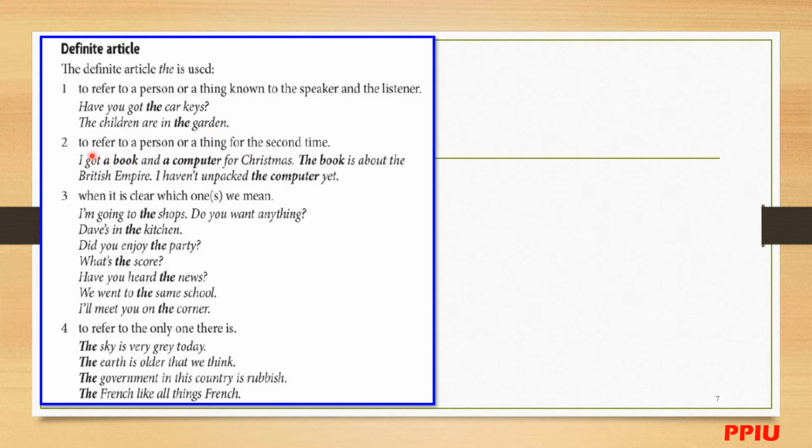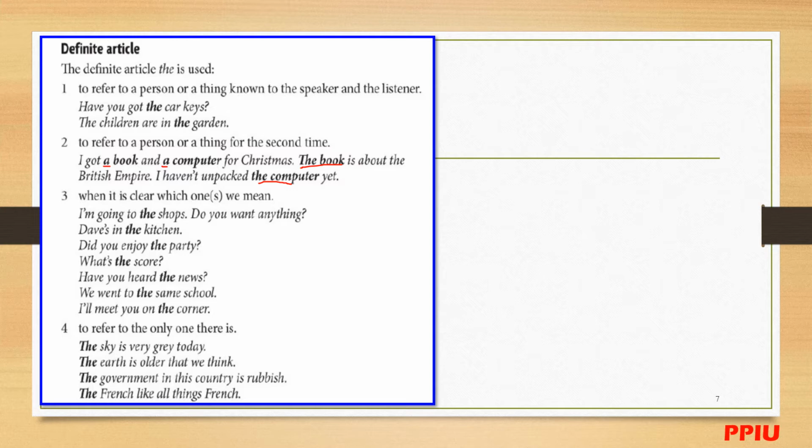Okay, the second one is used to refer to a person or thing for the second time. I got a book and a computer for Christmas. The book is about the British Empire. I haven't unpacked the computer yet. You got it? So in this one you can say the first time, a book and a computer. And here the second time, at the top, the book and the computer. Alright? The same.